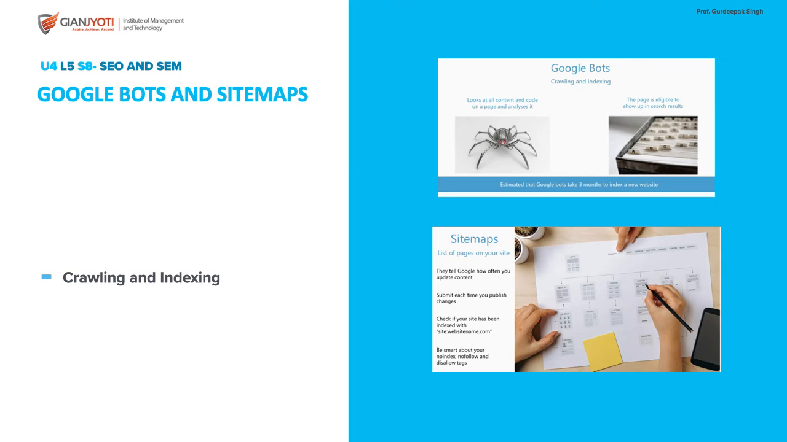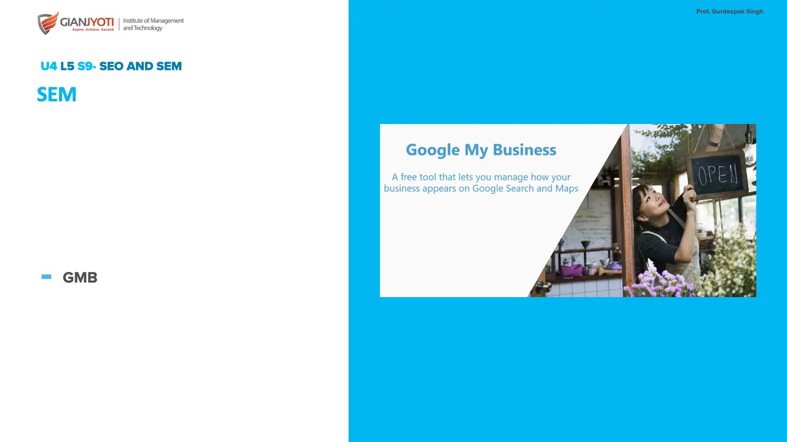Submit each time you publish changes, and check if your site has been indexed, if you want to see that, with site:websitename.com. So you can do that, and be smart about your noindex, nofollow, and disallow tags. All these things you can see.